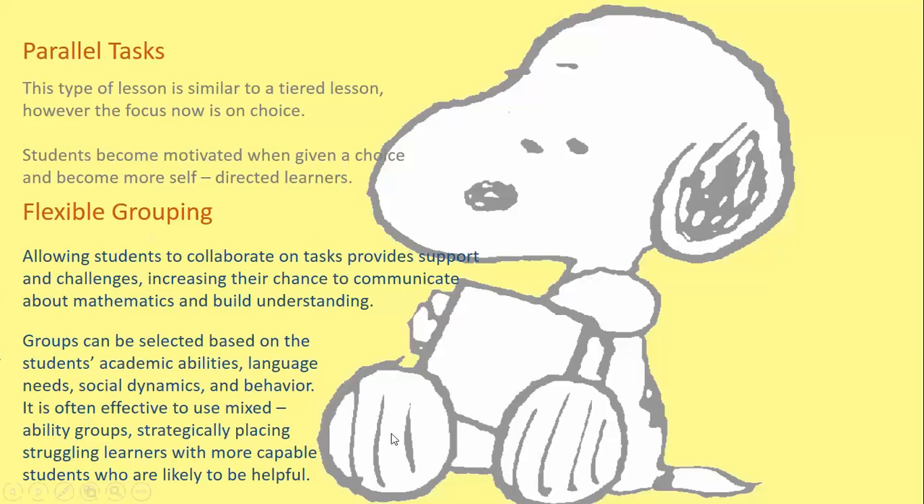There is flexible grouping, allowing students to collaborate on tasks, provide support and challenges, increasing their chance to communicate about mathematics and build understanding. We want them to communicate, to talk about it. Groups are important. You could select groups based on the students' academic abilities, such as language needs, social dynamics, and behavior. It is often effective to use mixed ability groups. We could strategically place struggling learners with more capable students who are likely to be more helpful. They might learn how to solve and use the techniques of these students who are not struggling as much.